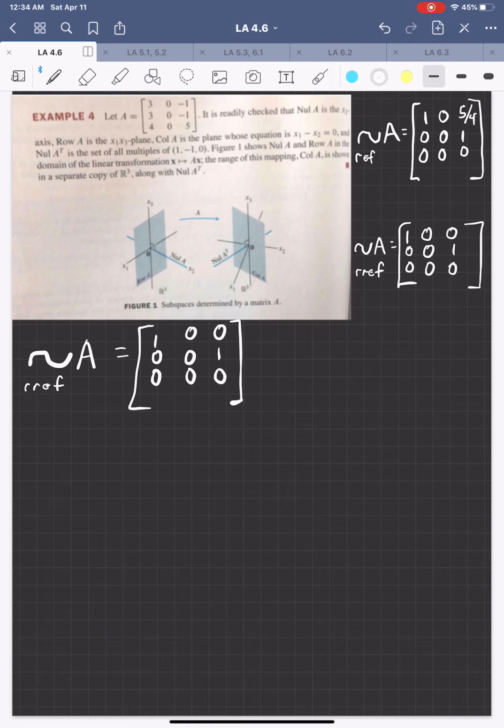I can read the question to you, but here's the information that I want to be able to answer. Let's start with the rank. Okay, so let's look at the row reduced form of matrix A. Let's find our pivots. How many pivots do we have? Well, we have a pivot here. We have a pivot here. So there's 2 pivots. That means the rank is 2.